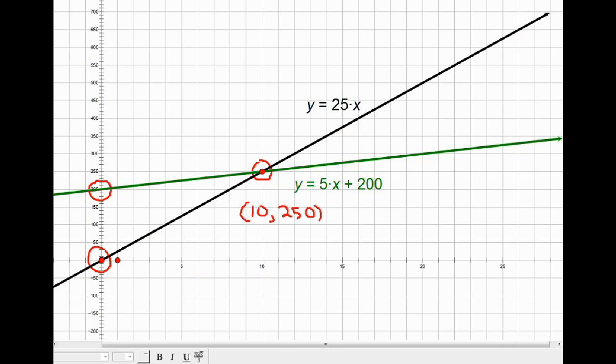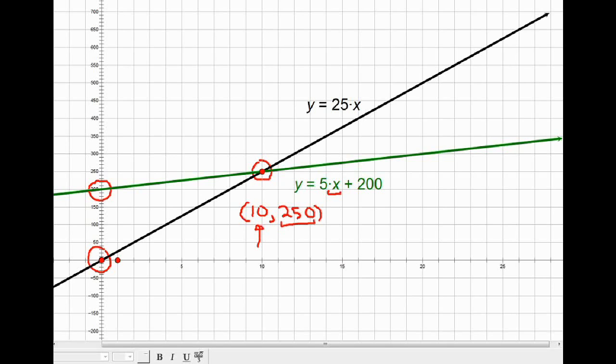So what does this mean for this example? Well, if you recall, x represented the number of people. So in this case, x is 10, which means our point of intersection here happens when we have 10 people going to the banquet hall. And when we have 10 people going to the banquet hall, the cost is $250. And the cost is the same for each one.